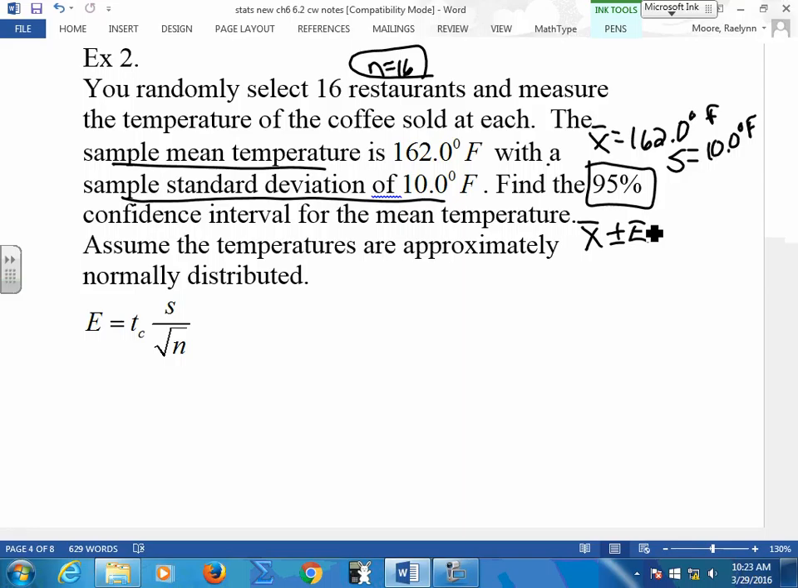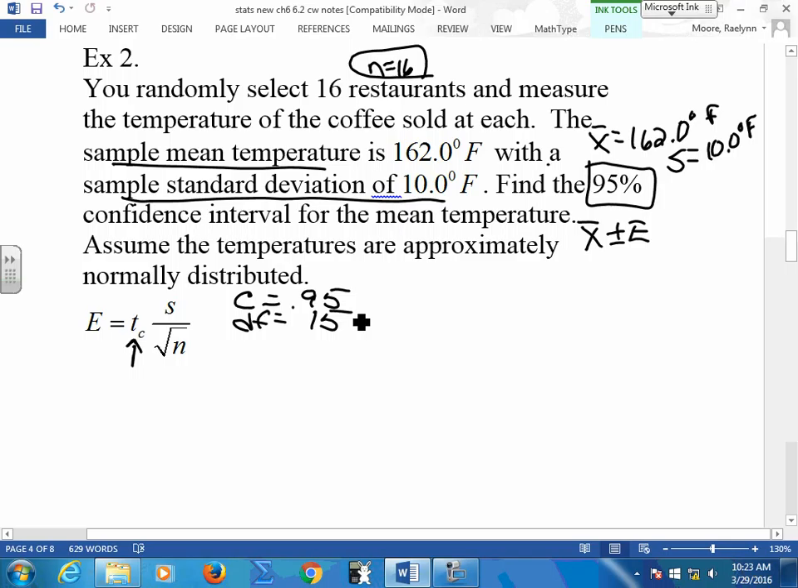Now, normally we had your z-score and your population, but because we don't know your population standard deviation, we're going to use the t-score. We have to find the TC first. This is much easier with your table. Your table says your level of confidence is 0.95, but it's looking for your degrees of freedom. If n is 16, what's your degrees of freedom? 15. N minus 1. So find me the TC from your table.